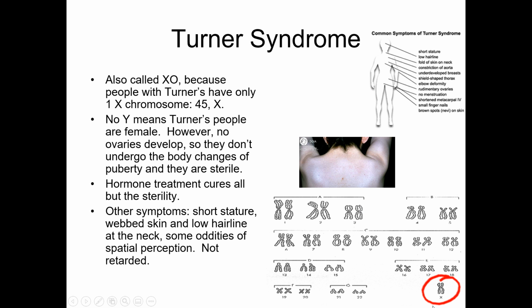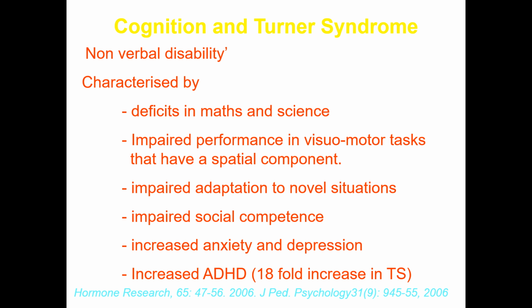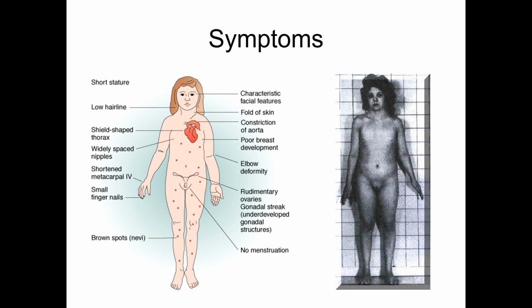See here, Turner syndrome, there is only one X chromosome. In Turner's female, no ovaries will develop. So that's why they do not undergo any body changes during puberty and they are sterile. Hormone treatment can cure them, but not the sterility. So these are the conditions. I am not going to discuss them.